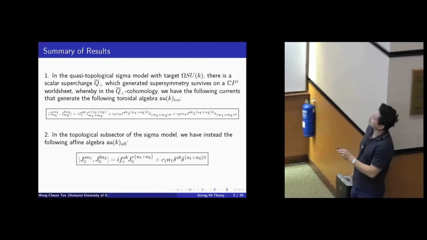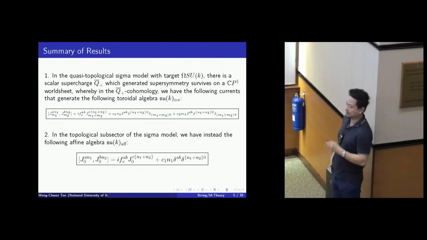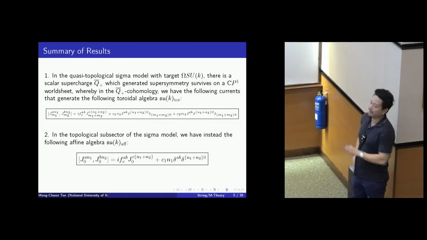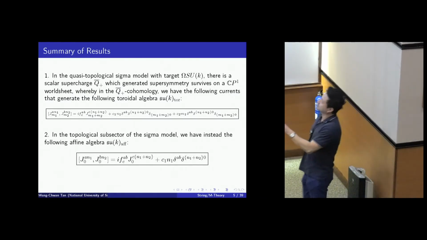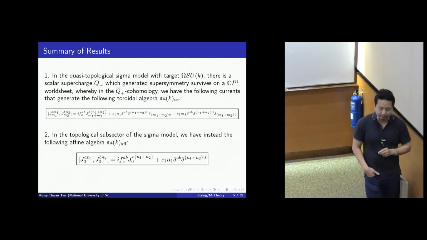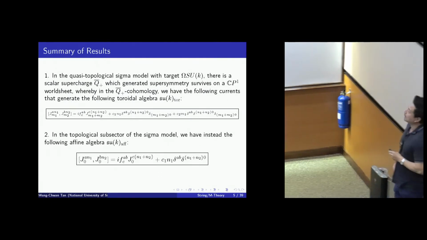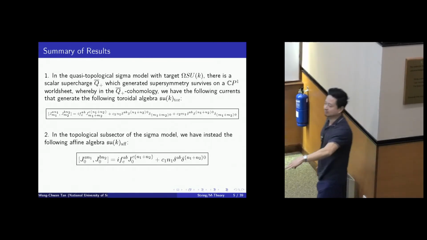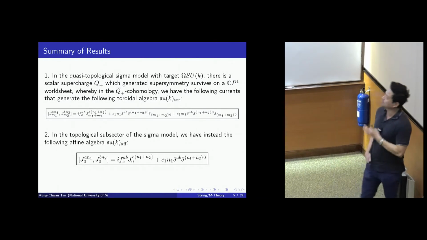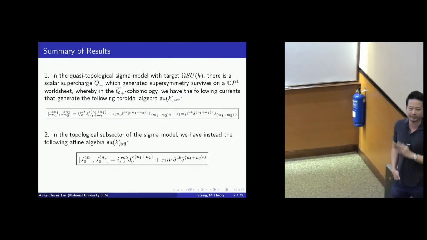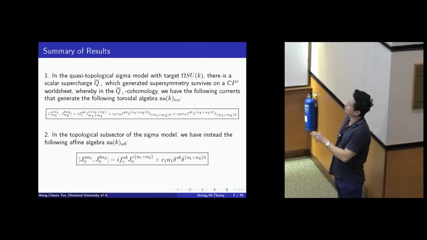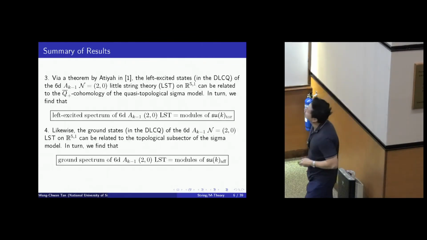And so what happens is that if you compute the Q cohomology, you can see that there are operators which obey an OPE, whose residue, if you take it, gives you this algebra here, and it's a toroidal algebra. But in the topological sector of the sigma model, meaning if you look at the dimension 0, which is still admissible, then it gives you just an affine algebra. You have operators that are just generating an affine algebra. Okay, so these are the two results that we have.